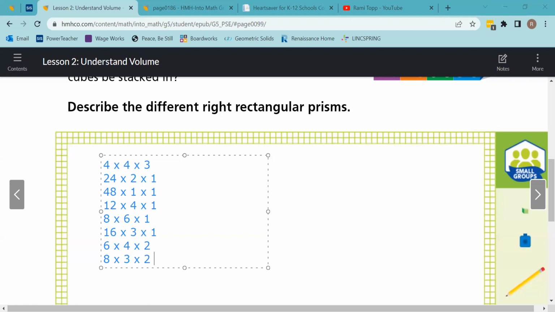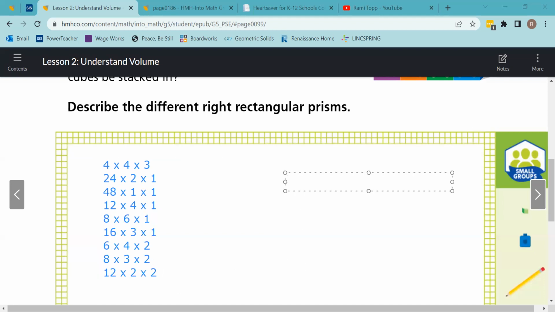Okay, I feel like I'm still missing one. I have to ponder. Oh, yep, there it is. We could do 12 times 2 is 24, and then double that gets you to 48. I think there are 9 total options. 2, 3, 4, 5, 6, 7, 8, 9. So we're going to put 9 different right rectangular prisms.